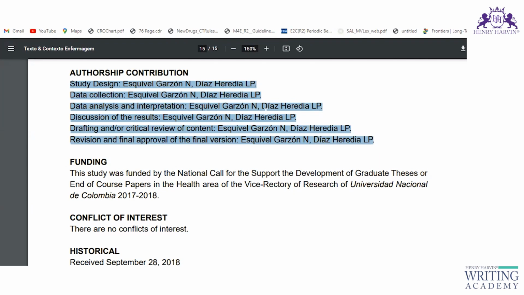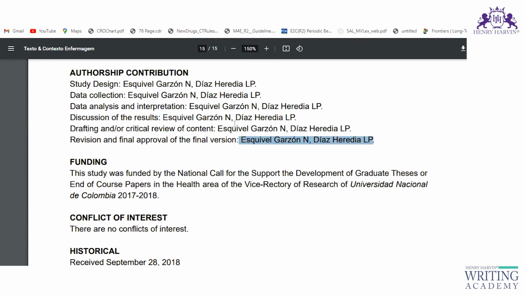what is the contribution of the authors, like this, that the study is designed by these authors, then data is collected by these authors, data analysis and interpretation was done by these authors, discussion of the results is done by these authors, drafting or critical review of content is written by these authors, and final revision and final approval of the final version is also done by these authors. So here, like this, you have to mention the contribution of the authors.